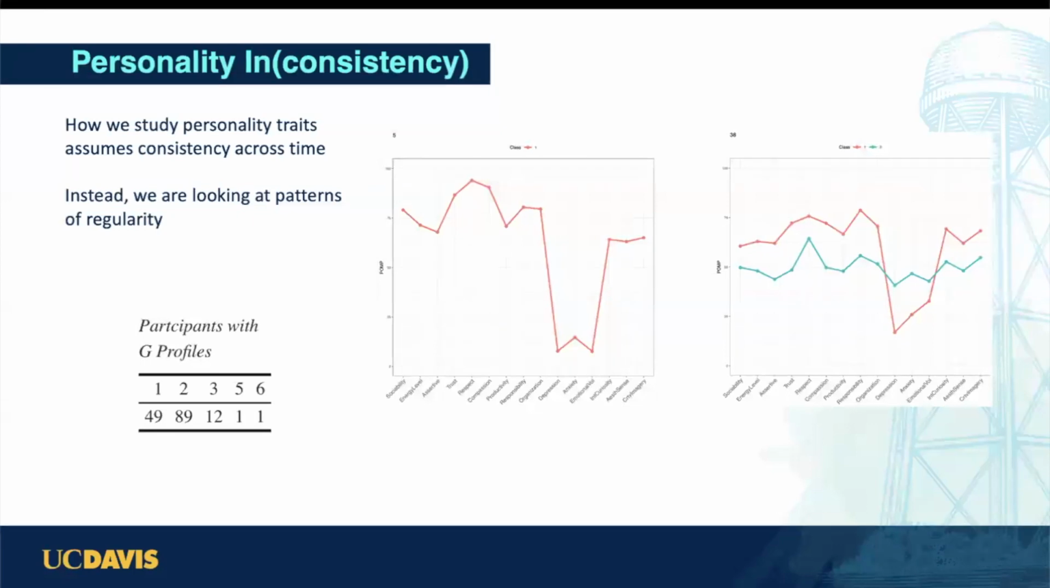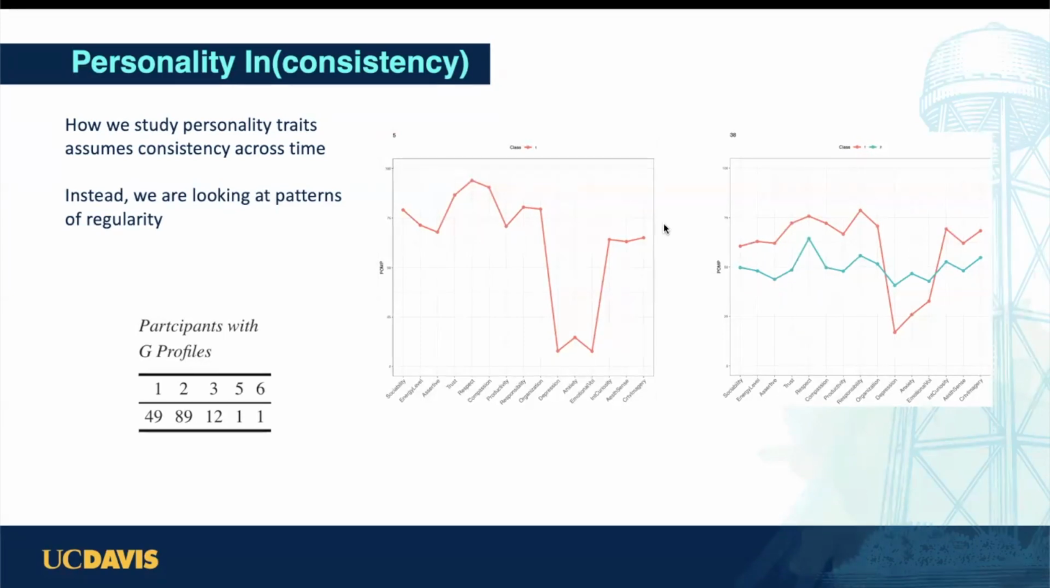So why do we want to use a method like idiographic finite mixture modeling? How we typically study traits is we're going to assume that a person is consistent across time in their personality expression and that it is relatively static. But we know from William Fleeson's work, my own mentor Emery Beck's work, as well as many others, that state expression changing is the rule rather than the exception. And so with this method, we're going to be looking at patterns of regularity.